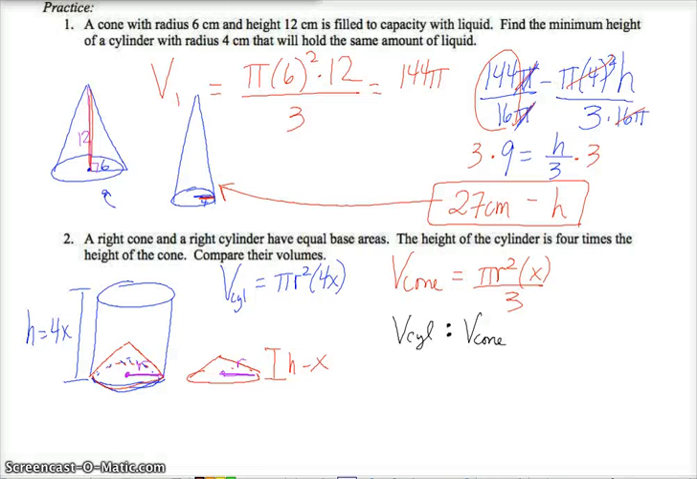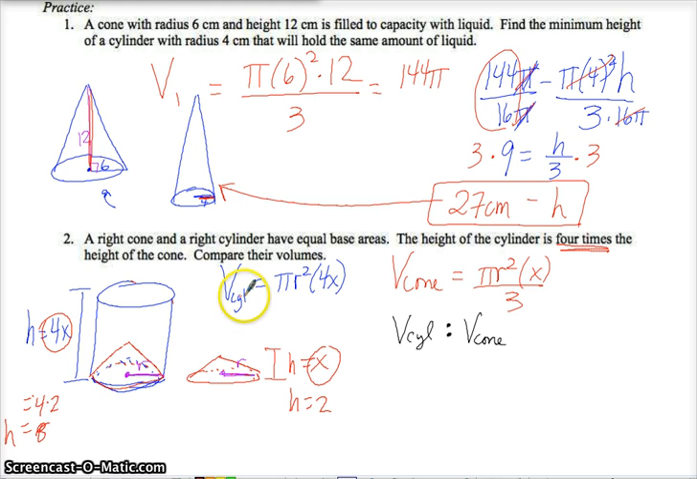And the second one, it says a right cone, so here's my right cone, and a right cylinder have equal base areas. The height of the cylinder is 4 times the height of the cone. So I tried to make my cylinder 4 times taller than the cone. Right, so that means we don't know the height though. So I just put an x. If the height of the cone is x, and the height of the cylinder is 4x. If the height of the cone is 2, then the height of the cylinder is 4 times 2, which is 8. Right? So you can do numerical values, or you can just put it in your x.